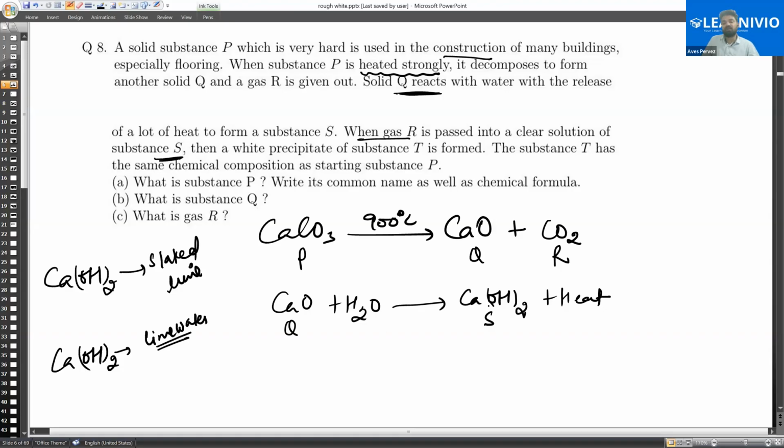When carbon dioxide, gas R, is passed through a clear solution of S, which is calcium hydroxide, called lime water, it turns milky. Why does lime water turn milky? Due to the formation of calcium carbonate, CaCO3. Calcium carbonate is insoluble in water, and anything that is insoluble in water will show its color.